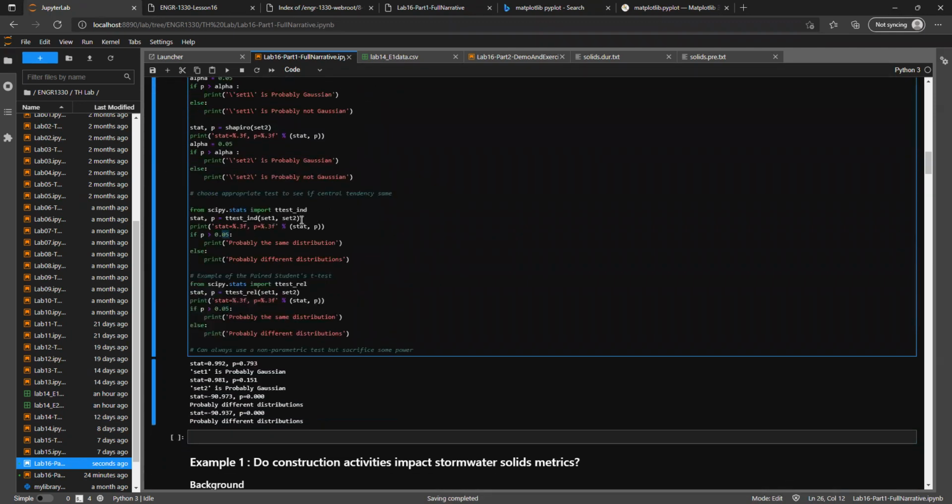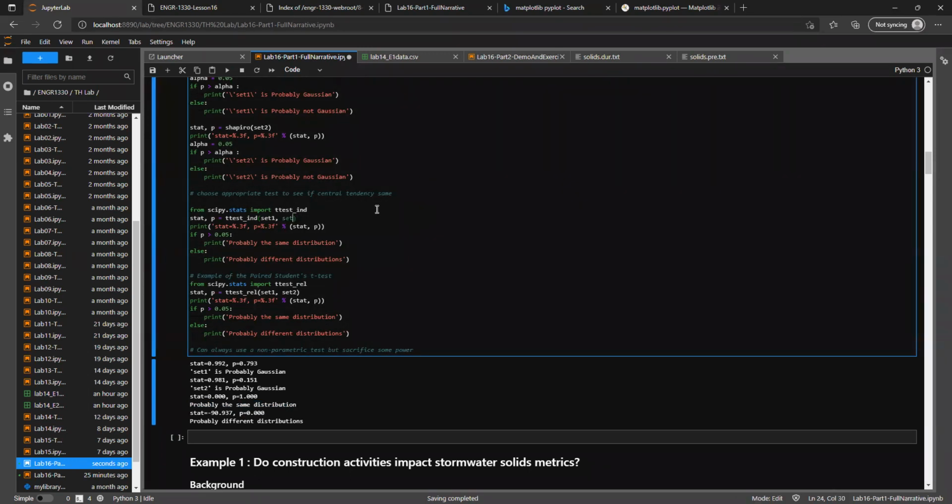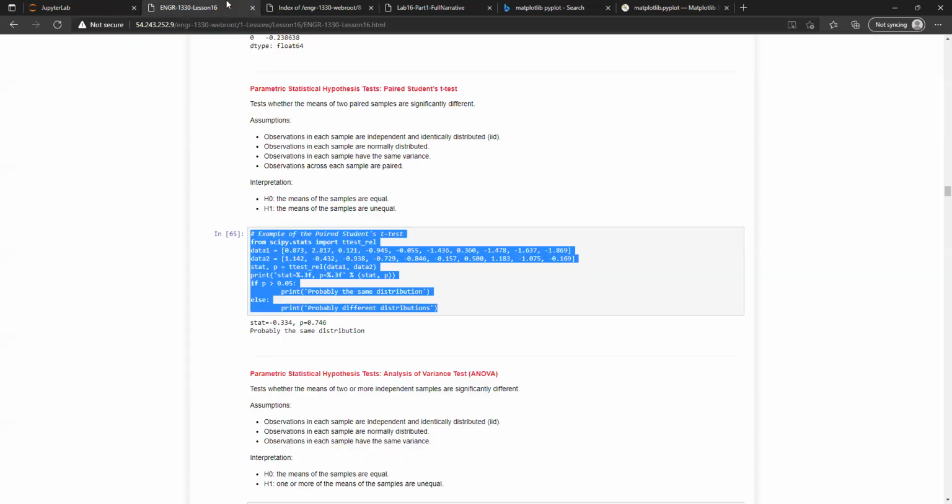Let's see what would happen if I run the test on the same data set. Well, we almost get exactly the opposite. The test is telling us that the same data set is probably the same data set. So not entirely unexpected. Okay, now let's do the same thing with a non-parametric test.